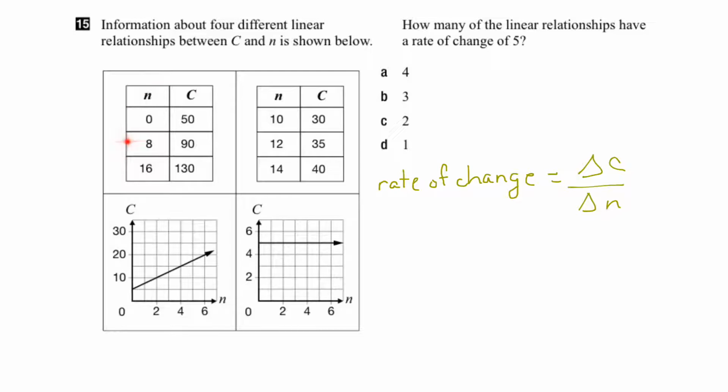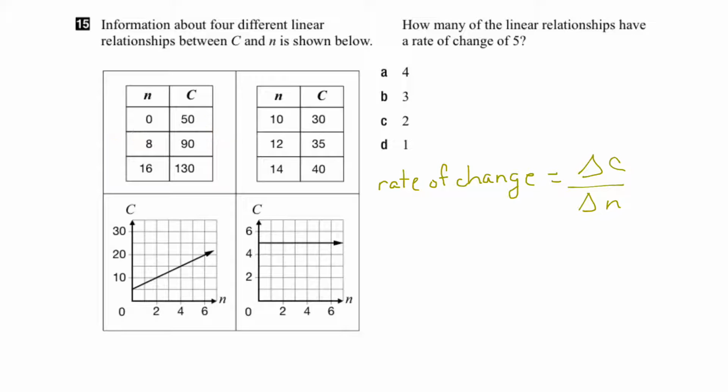So let's look at our first ordered pair table, and we can look at the change in C here between any of the 2 points and the change in N as well. So if we pick the first 2, we can see the change in C here would be 90 minus 50 or 40. And the change in N here would be 8 minus 0. So 8 goes in there once, 8 goes in there 5 times, so we end up with a rate of change of 5. So that looks like it works, but let's double check just to make sure we didn't make a mistake.